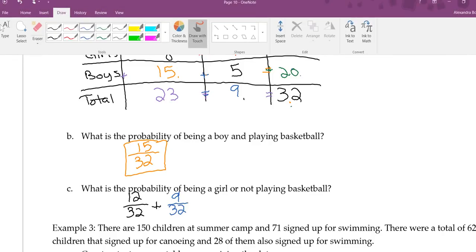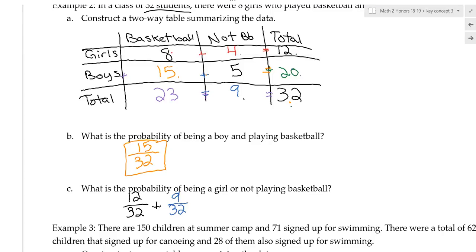And then we have to do the probability of both being a girl and not playing basketball. Right? Being a girl and not playing basketball is 4 out of 32. 12 plus 9 is 21, minus 4 is 17. Okay. Again, those are overlapping because I can find that there's something in that and probability. Those two things happen at the same time. Okay. All right.